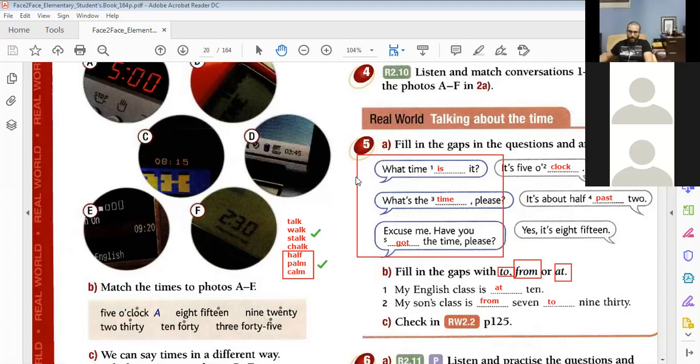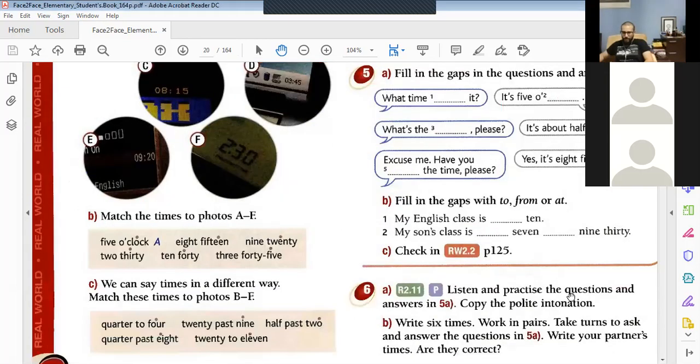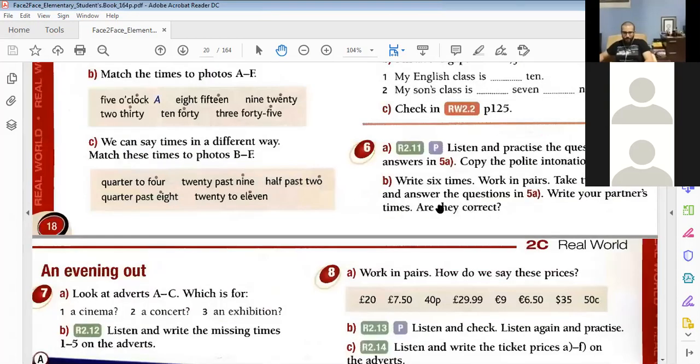Calm. All right. Okay. Now, let's switch. Manal, you will ask and Umnu Media will answer you. Okay. What time is it? It's 5:00. What's the time, please? It's about 2:30. Excuse me. Have you got the time, please? Yes, it's 8:15. All right. Excellent. Very nice. Okay, so we can move on to listen and practice.